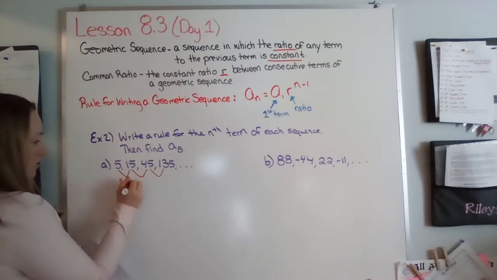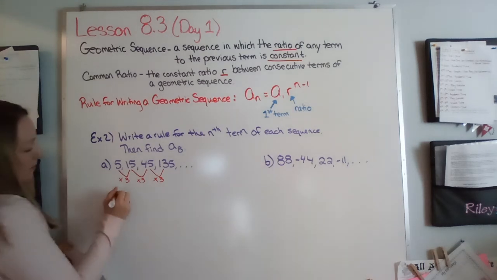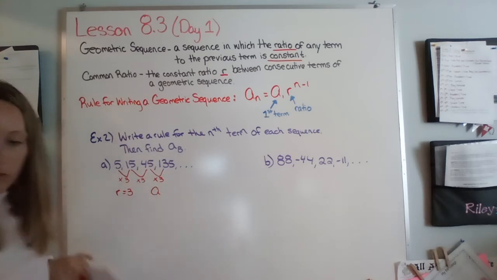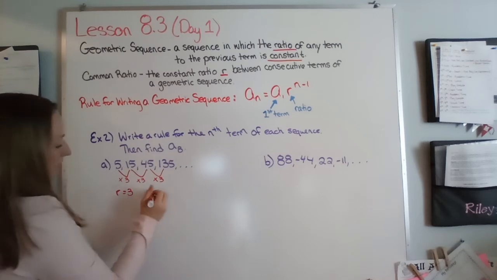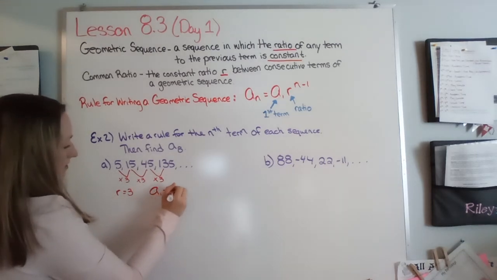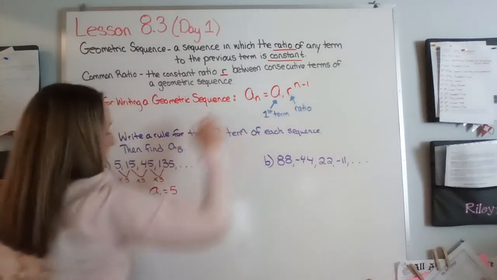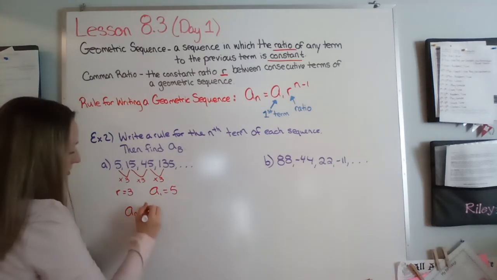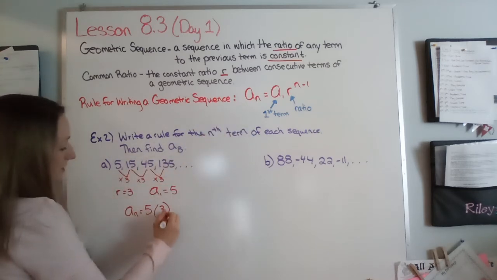All right, times 3, 15 times 3 is 45, 45 times 3 is 135. So I know my r value is 3, and just by looking at the sequence, I know my a sub 1 term is 5. Okay, so writing the rule down, we're going to have a sub n equals the first term, which is 5, times r, which is 3, raised to the n minus 1.